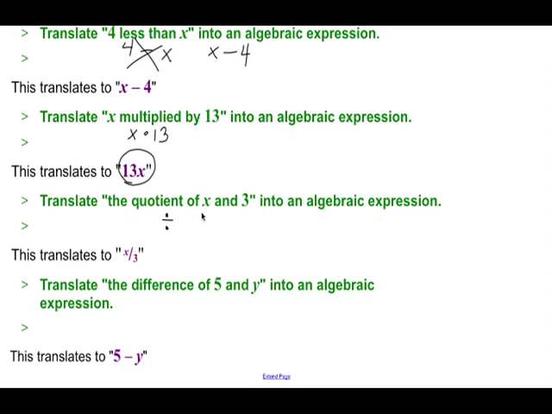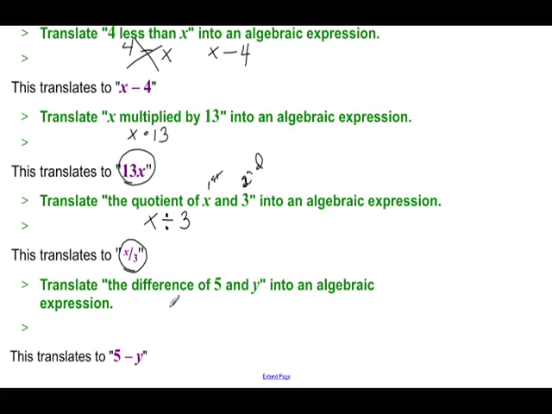So the way that it's written in the problem, with x being first and 3 being second, means my x comes first in my expression and the 3 comes second. So it's x divided by 3, and of course we can write it like a fraction.